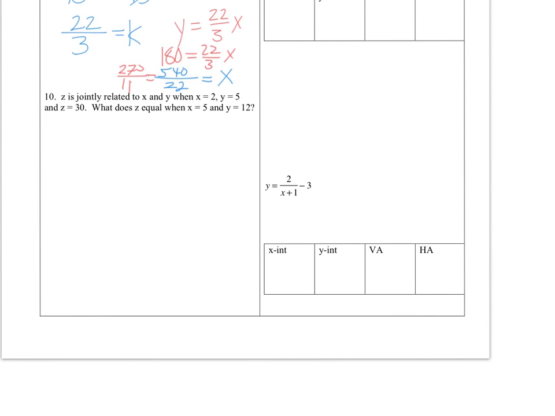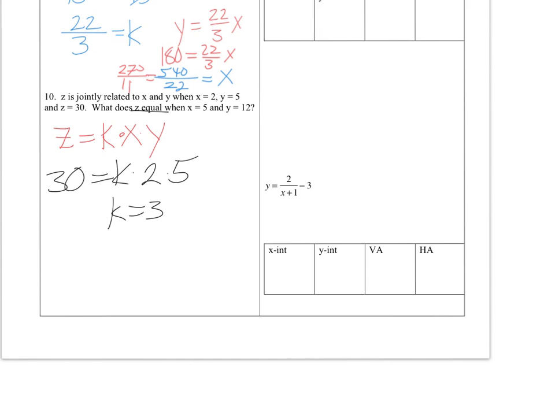All right, number 10, z is jointly related to x and y. So I could write this as z is equal to some scale factor k multiplied by x and y. When x is 2, y equals 5, z equals 30. So we're looking at 30 is equal to k times 2 times 5. That means that k is 3 for that to work.